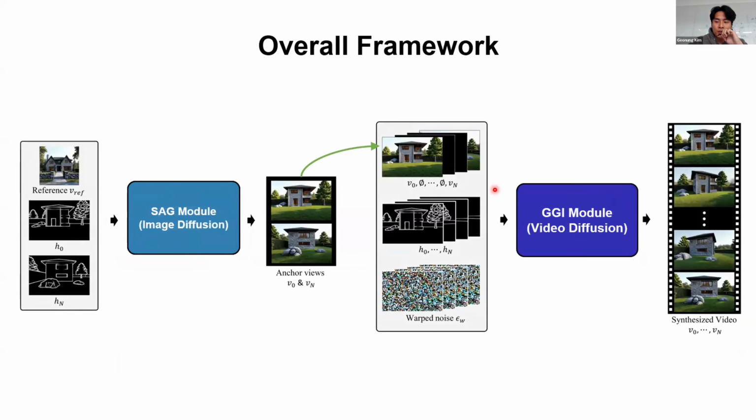Based on this idea, we introduce the SEG module for anchor view generation on the left side, and the GGI module for anchor view interpolation on the right side. The overall framework is that the SEG module generates anchor views reflecting the reference style and geometry. Then the GGI module generates the middle frames with accurate camera control using warped noise and edge condition. So let me explain these two modules from now on.